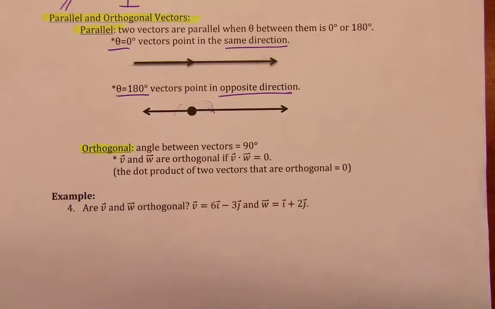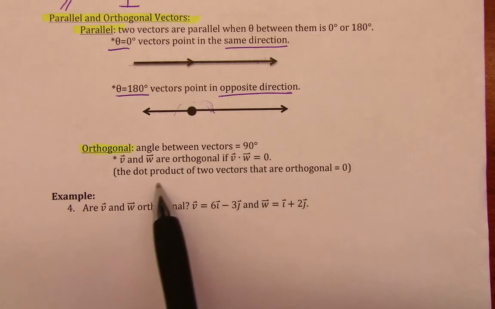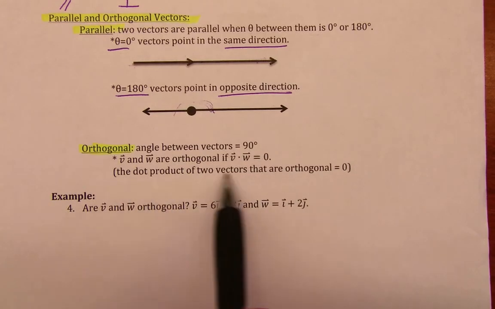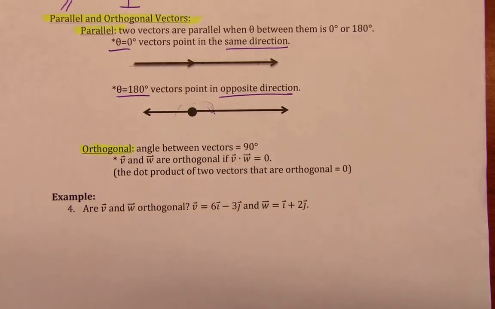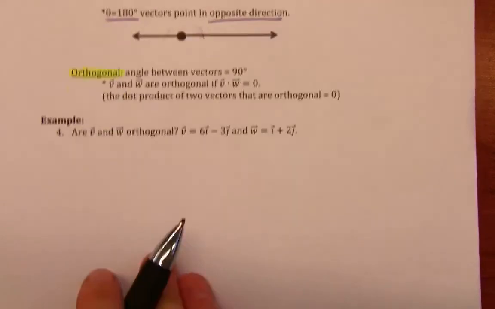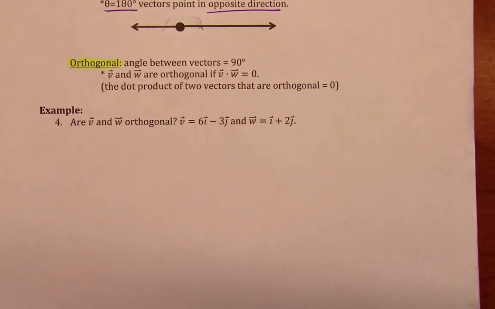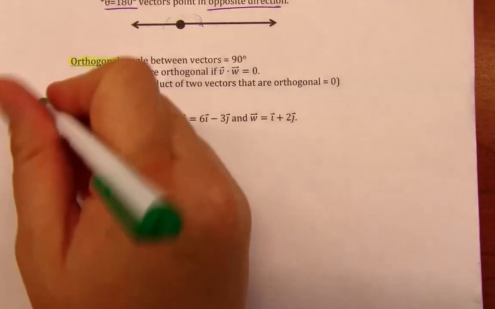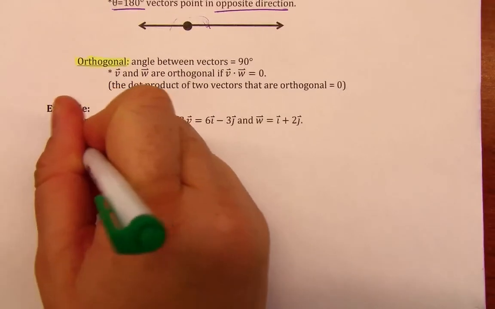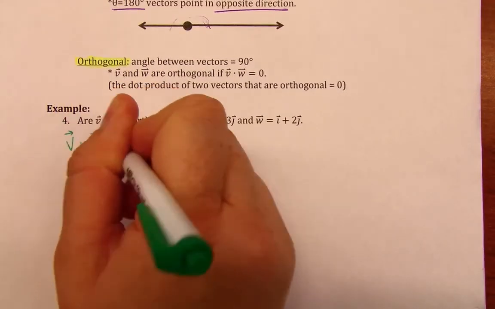Now orthogonal vectors, the angle between them is always 90, and the interesting thing about orthogonal vectors is the dot product is 0. So let's go ahead and do an example. It asks, are v and w orthogonal? Now when you do this, I should see work. I should not just see yes or no. I should see you show me why they are either orthogonal or not orthogonal.